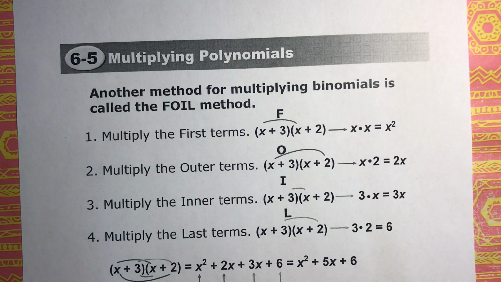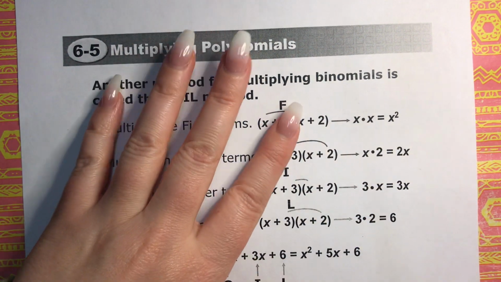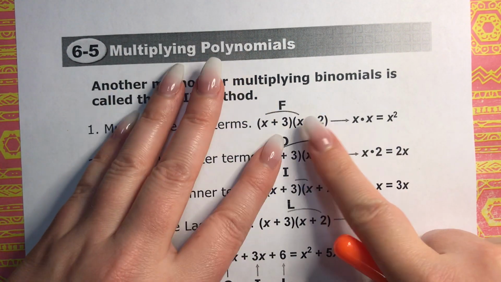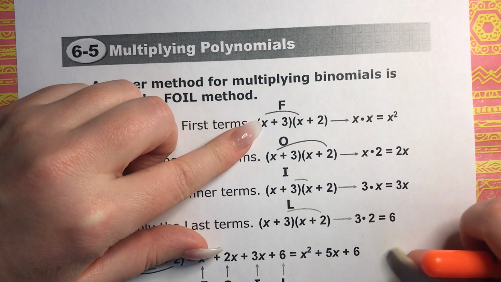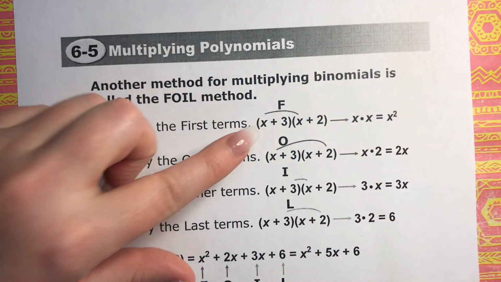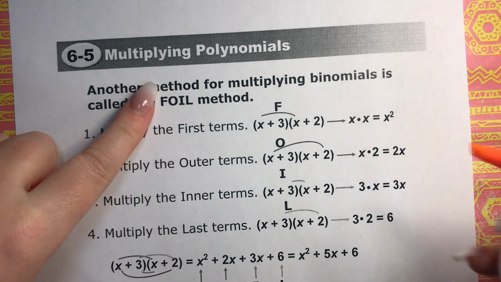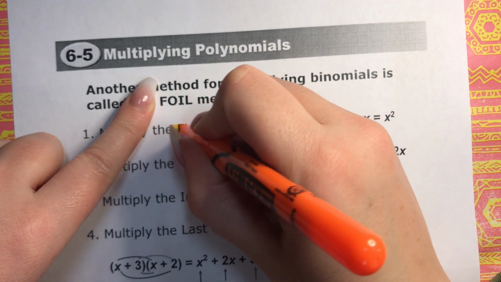So when you have a binomial right here, x plus 3, that is a binomial, that group right there. And then here's another binomial. So we're multiplying two binomials together. The first one is the first one listed in that binomial. So x plus 3, that's a binomial. The first one listed would be x. So this would be the first term.